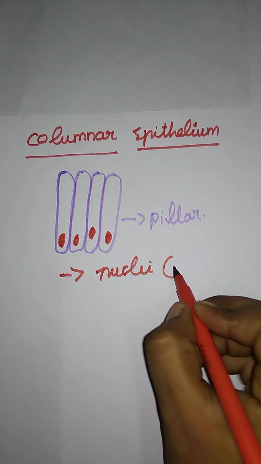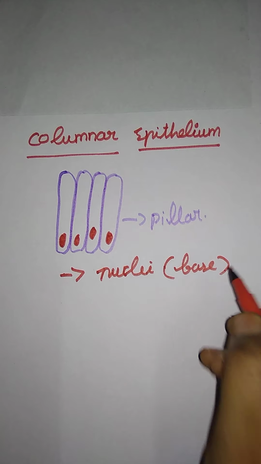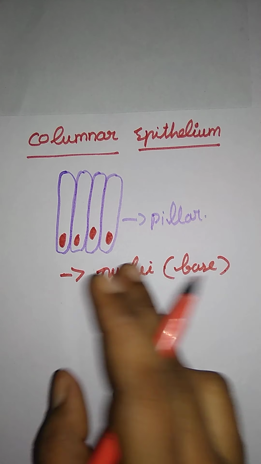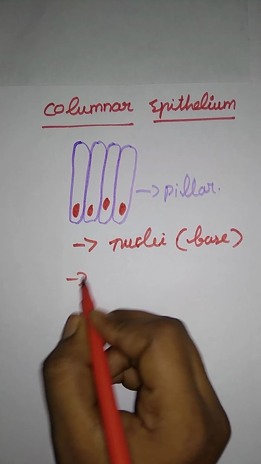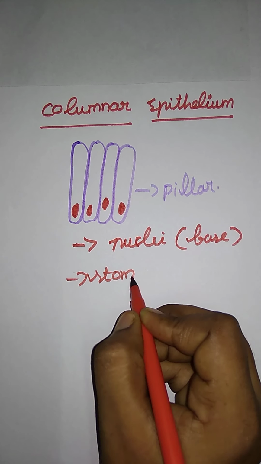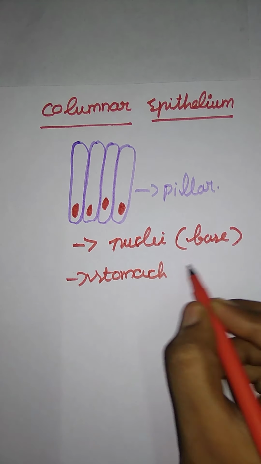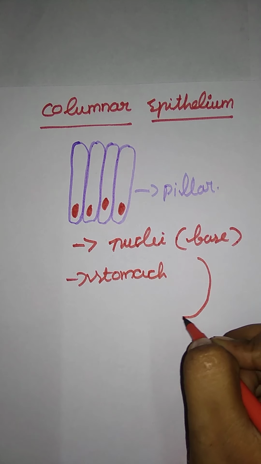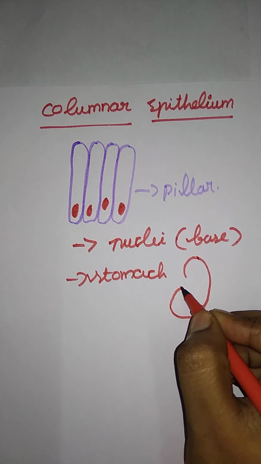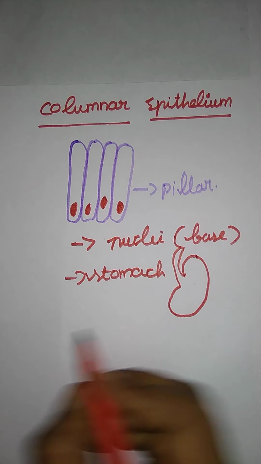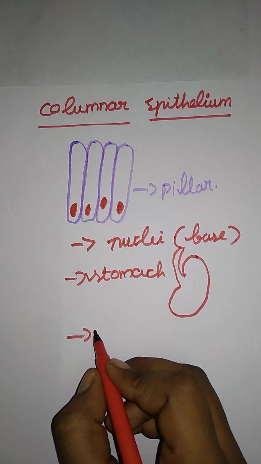Nuclei are located in the base of a cell, and columnar epithelium is found in some of the organs in our body. First one is the stomach. Just like this, a stomach, and next one is the gallbladder.